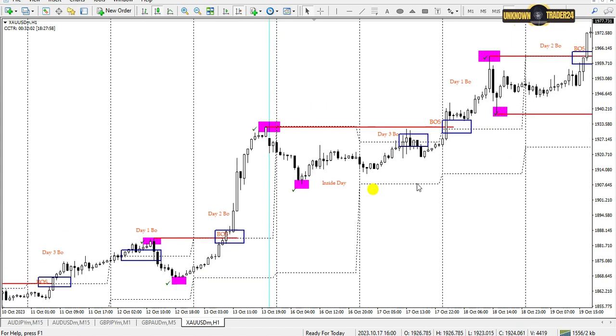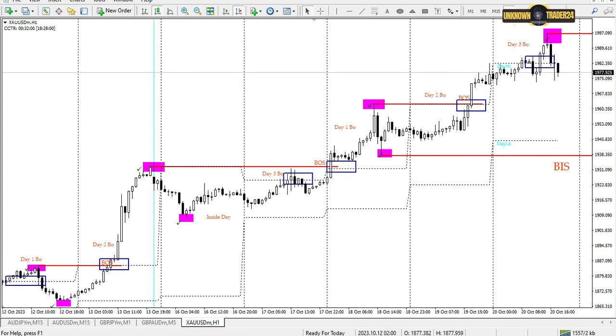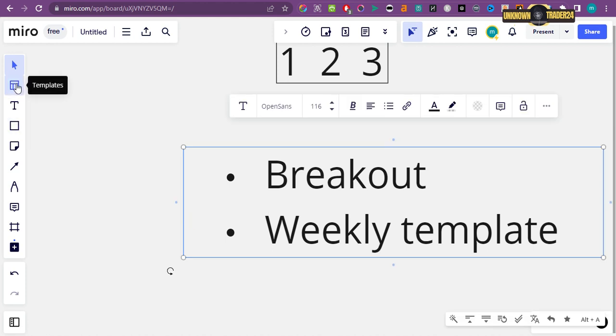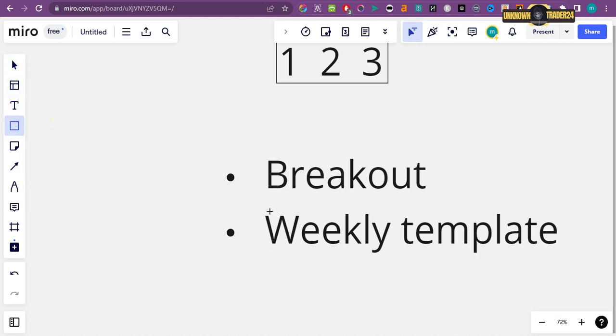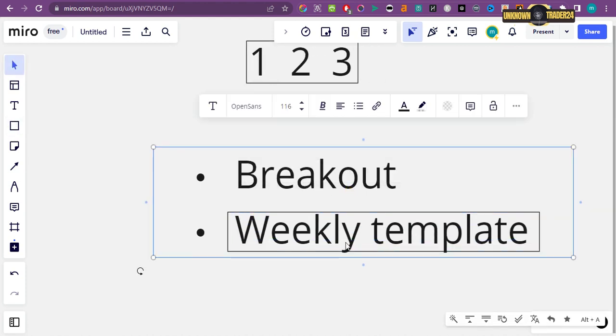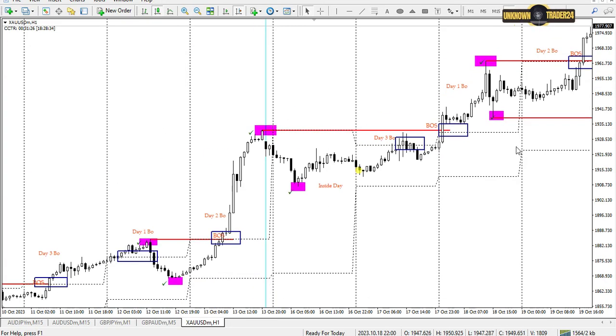Now let's go to a weekly template. It's becoming a bit longer, but it's fine. Now we are on the weekly template, this second part, because the first thing I wanted everybody to understand was the breakout in terms of day breakouts. The weekly template is quite simple, guys. I'm not going to spend a lot of time on this one.